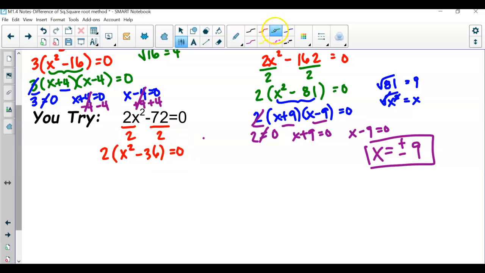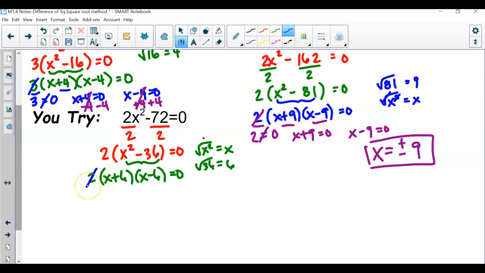Then you should have noticed we do have a difference of two perfect squares, because we have x squared, the square root of x squared is just x, and the square root of 36 is 6. So now I've got 2 times x plus 6 times x minus 6 is equal to 0. Then notice 2 will just cancel out, right? Because 2 cannot equal 0. You should have gotten x is equal to positive and negative 6.